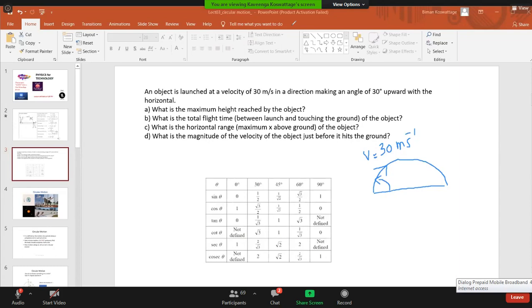We are asked for the maximum height, the total flight time, the horizontal range, and the magnitude of the velocity of the object just before it hits the ground. So you need sine 30 and cos 30, and you can find these values here. Sine 30 is half, and cos 30 is root 3 divided by 2. So please use these values and solve the questions. I'll stop at 4:25.